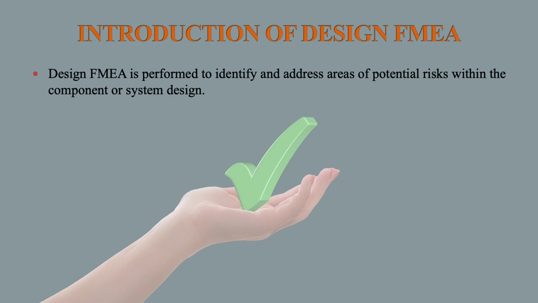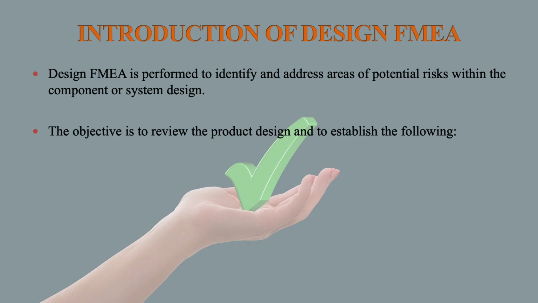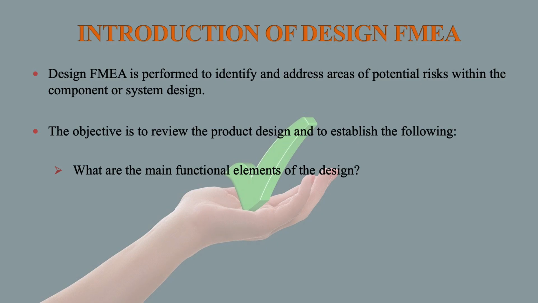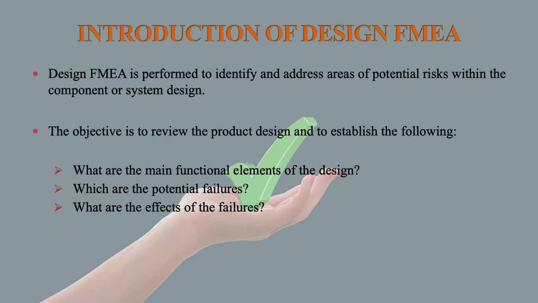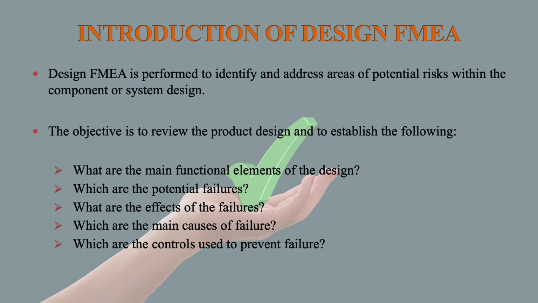Introduction of Design FMEA. Design FMEA is performed to identify and address areas of potential risk within the component or system design. The objective is to review the product design and to establish the following. We are conducting Design FMEA to identify the failure modes. So for that, what are the main functional elements of design? Which are the potential failures? What are the effects of failures? Which are the main causes of failures? Which are the controls used to prevent failures?